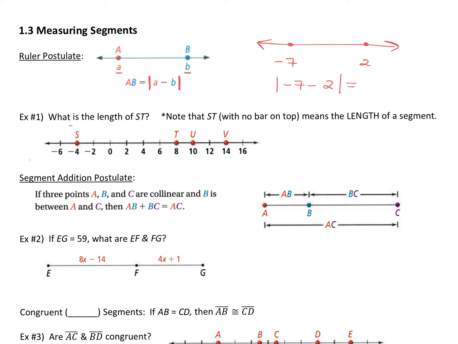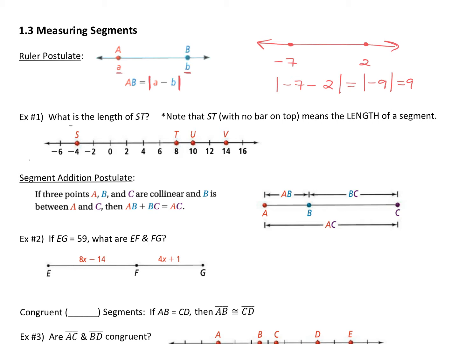What does absolute value do? It gets rid of the negative. It makes it positive, right? Absolute value is a distance, and you can't have a negative distance. It's how far away it is from 0. So I would do the absolute value of -9, which is 9. Okay? So that's what the ruler postulate is doing.